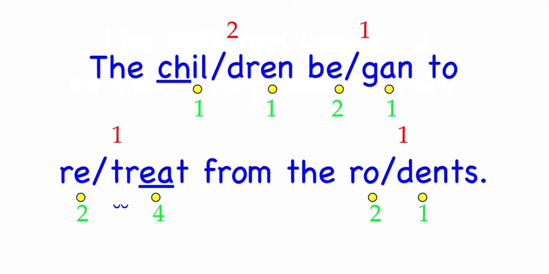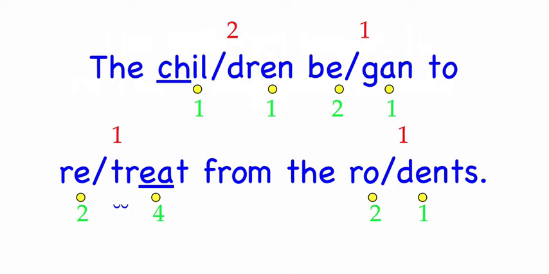As an example, in the word children, DR is a blend. We don't put half circles under the D and the R because we don't have to. They're in no danger of being split up into separate syllables. We are now on sentence 6.